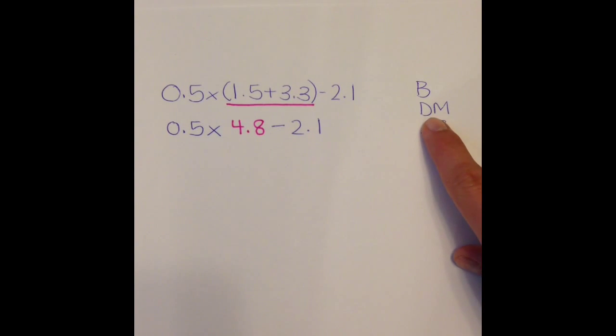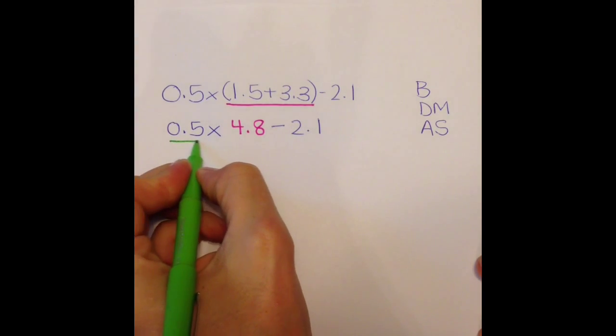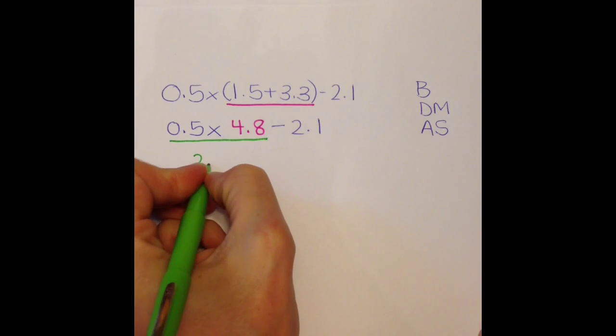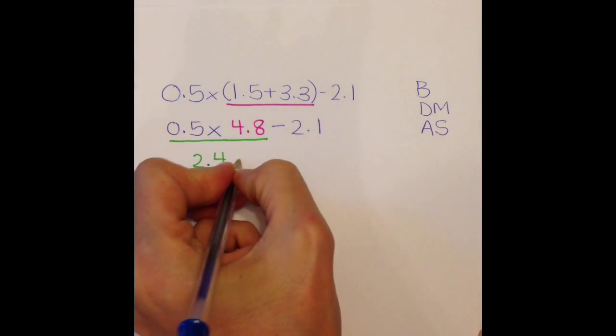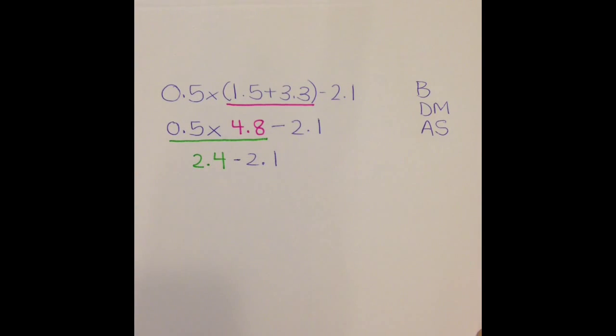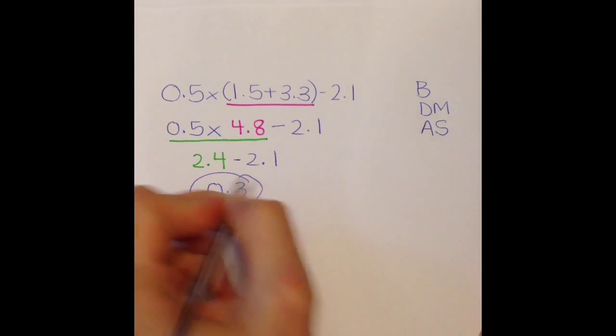Next in the order is division or multiplication. I do have multiplication, so I'll perform that next. 5/10 times 4 8/10 is just like taking half of 4 8/10, which would be 2 4/10. And I'll recopy down everything else the same. Subtract 2 1/10. Now I just have one operation left. 2 4/10 subtract 2 1/10 is 3/10 as my final answer.